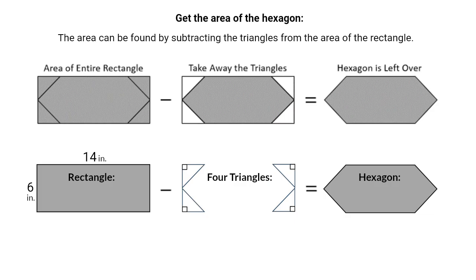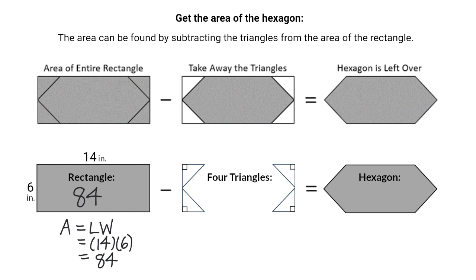So let's go ahead and find the area of this rectangle. The area of a rectangle is length times width, or base times height, whatever one you're used to. And so that's going to be 14 times 6, which is 84. So the area of the rectangle is 84.